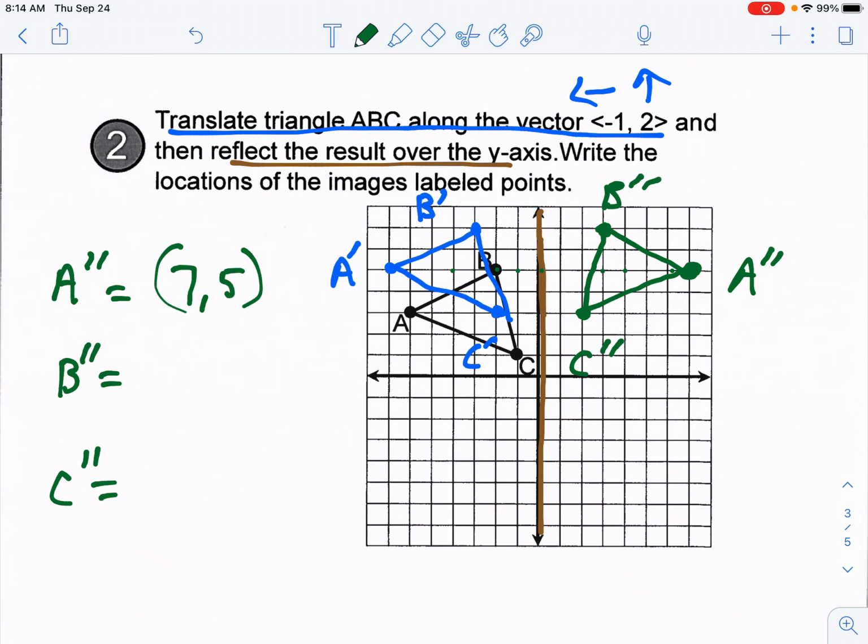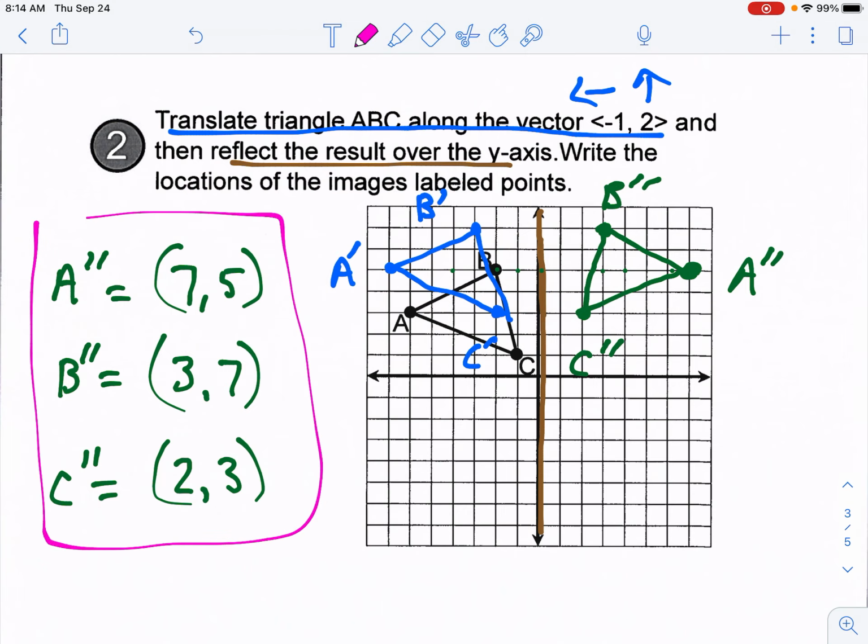B double prime is over 1, 2, 3, and up 1, 2, 3, 4, 5, 6, 7. So over 3, up 7. C double prime is over 1, 2, up 1, 2, 3. So 2, 3. All right, so again, we're looking for our final ordered pairs, A double prime, B double prime, C double prime.